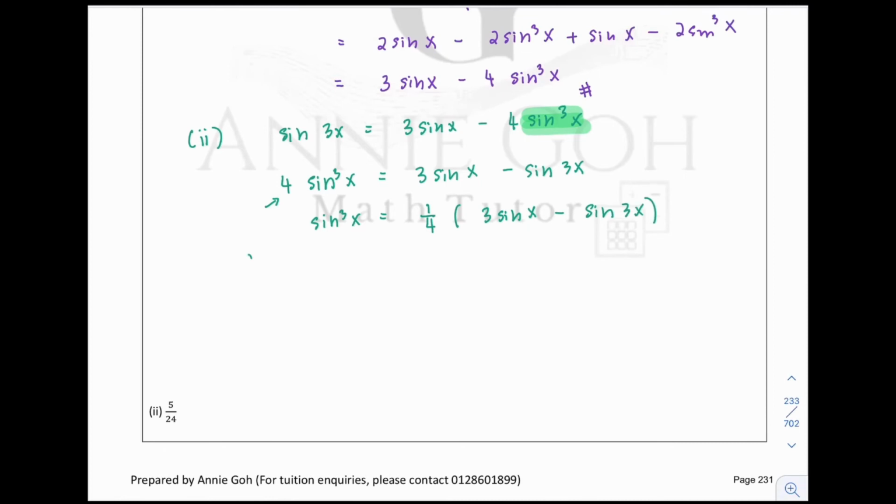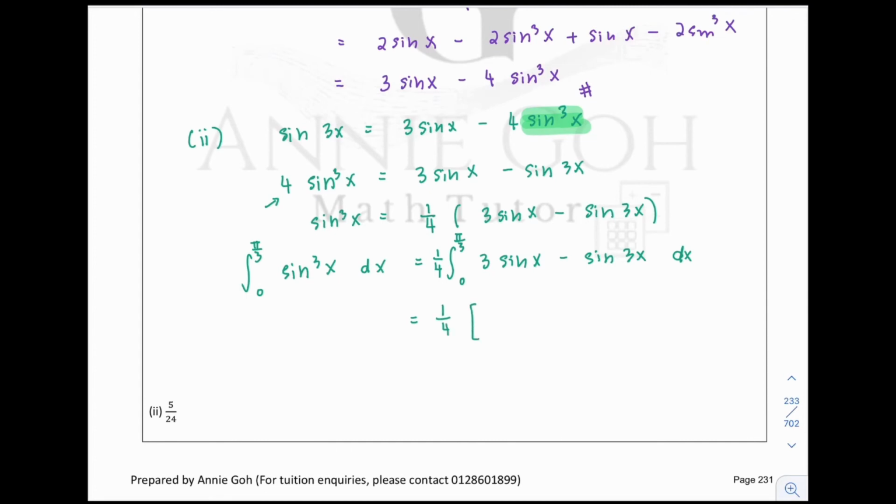Since we are asked to integrate sin cube x, we can just integrate the right hand side. The 1 over 4 is a constant, so I'll just take out the 1 over 4, and you just need to integrate 3 sin x minus sin 3x. That's how we change sin cube x, trigo with power, into linear trigo, sine with just power 1. And the limits, you just copy back, from 0 to pi over 3. So now, we can start to integrate.